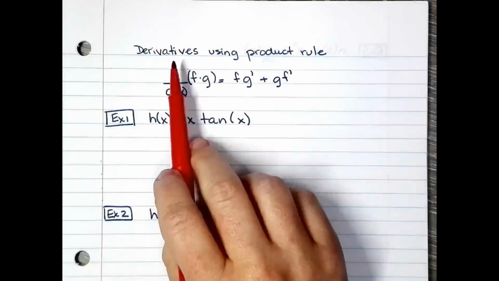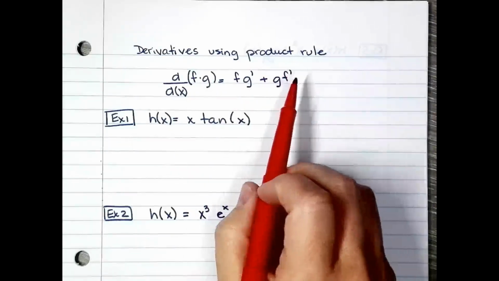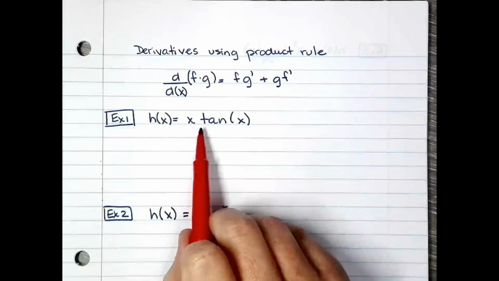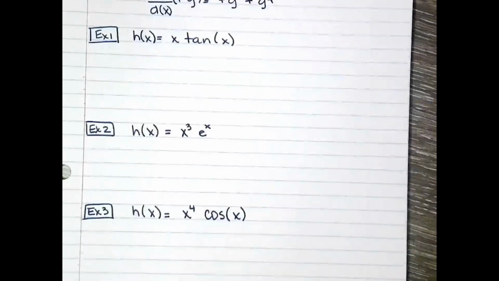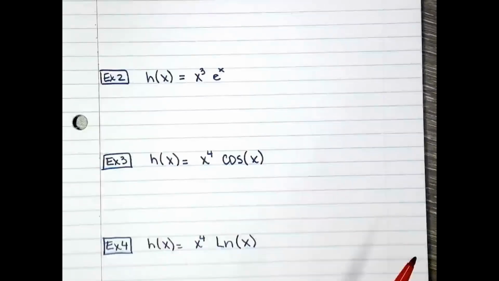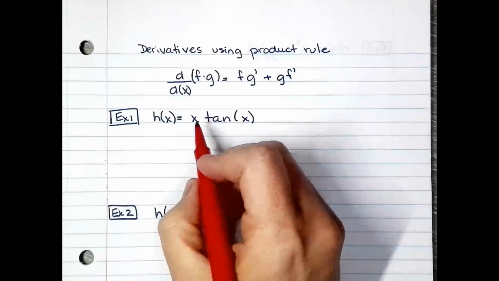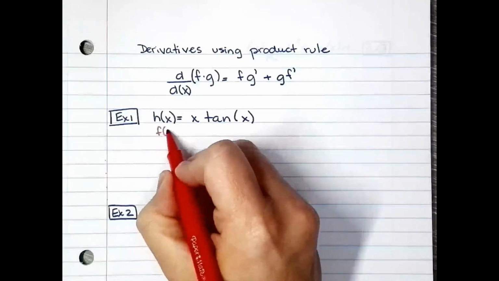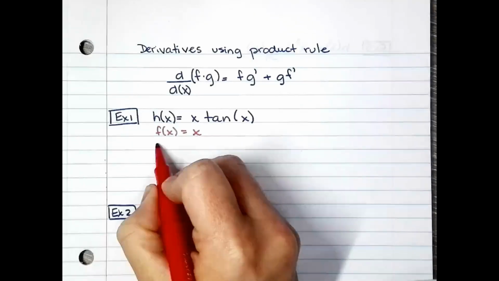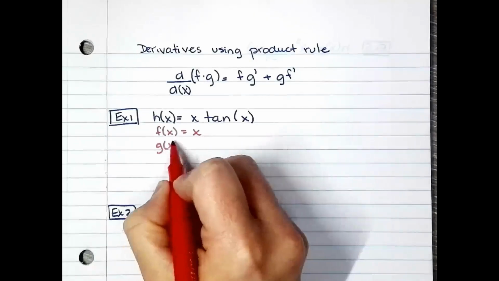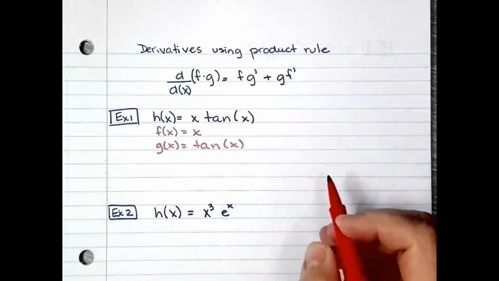So here we are again, derivatives. Now we have to do product rule. Again, we've done this before, but now we have trig functions and exponential functions and natural logs. It's not too bad. Okay, so I have my f of x function is going to be x. And I have my g of x function is going to be tangent of x.